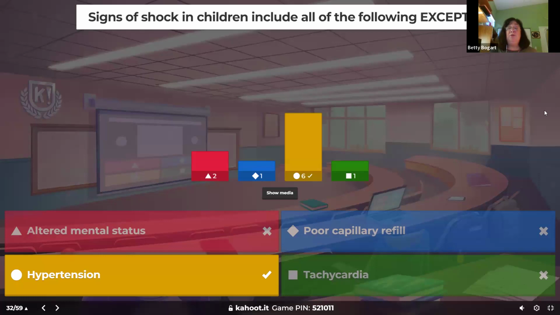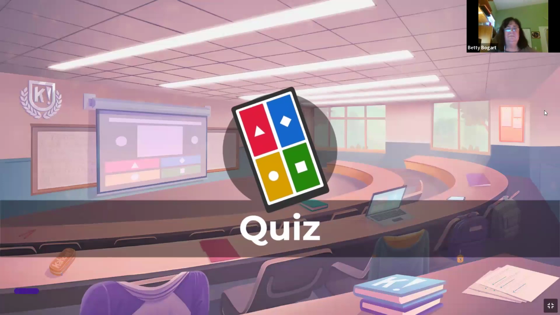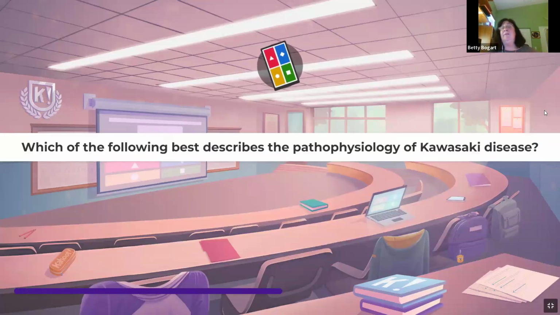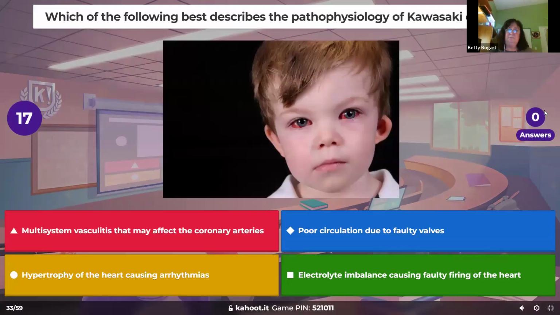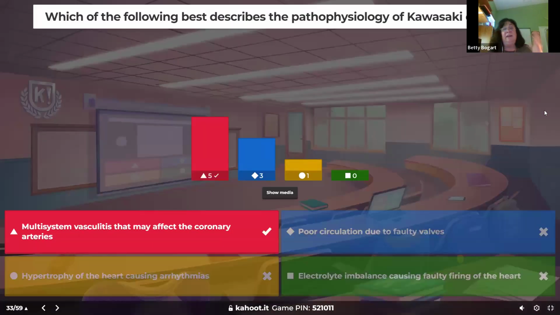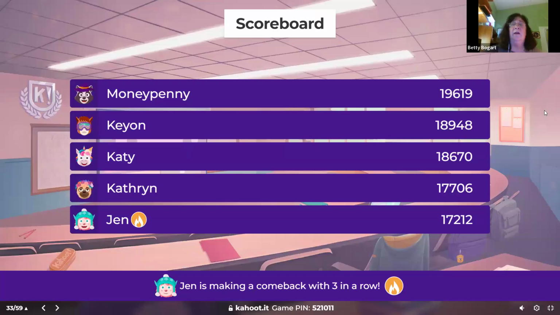So it is hypotension, tachycardia, and the rest, right? That was a tricky one. Which of the following best describes the pathophysiology of Kawasaki disease? Remember, Kawasaki is a vascularitis, and of all the vessels we're concerned about, it is the coronary arteries. They usually order an echocardiogram as soon as they hit the floor because they want to make sure those coronary arteries are okay.